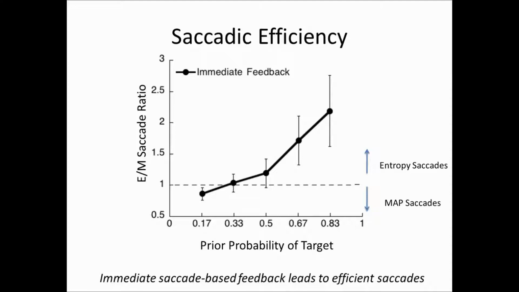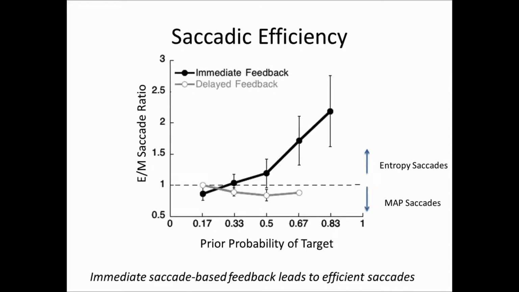Okay, and the answer is yes, it does. Here I'm plotting the proportion of saccades that went to uncertain versus those that went to the most probable locations. Here is efficient, here is inefficient. You can see as the prior increases, people are doing much better. And this is in contrast to previously, where regardless of the prior, they kept on with the most probable location. And that's all I wanted to say.